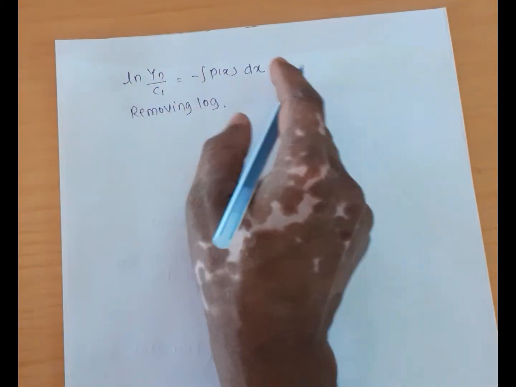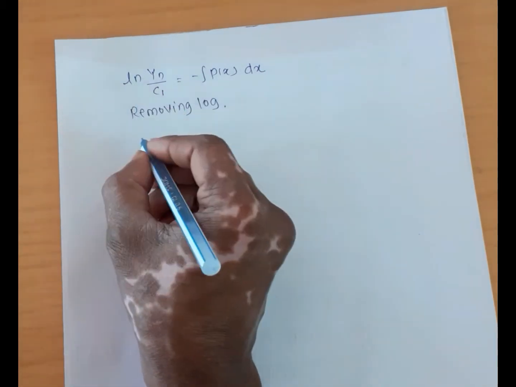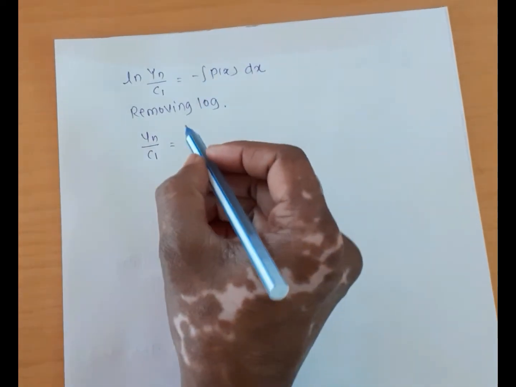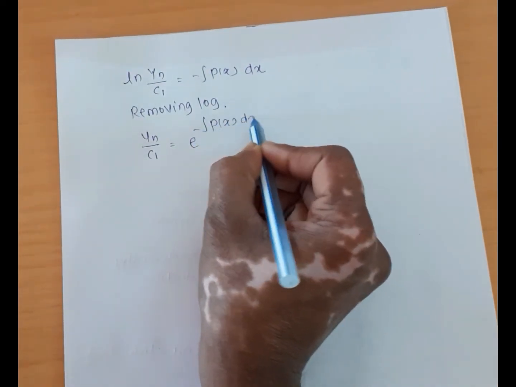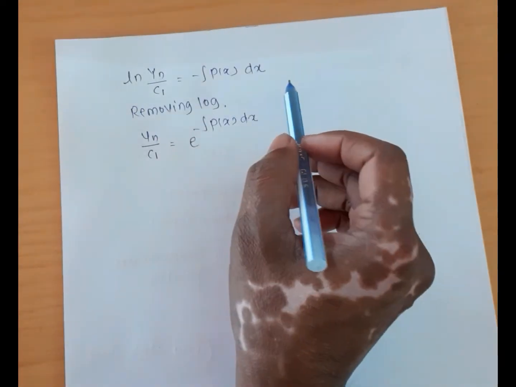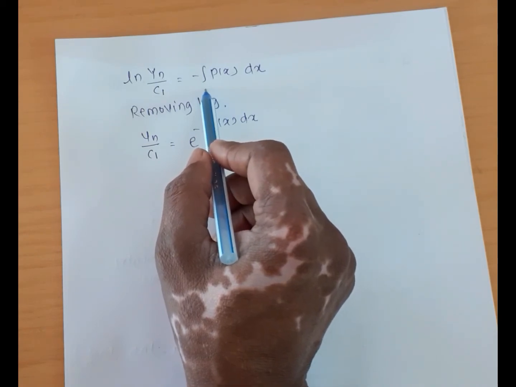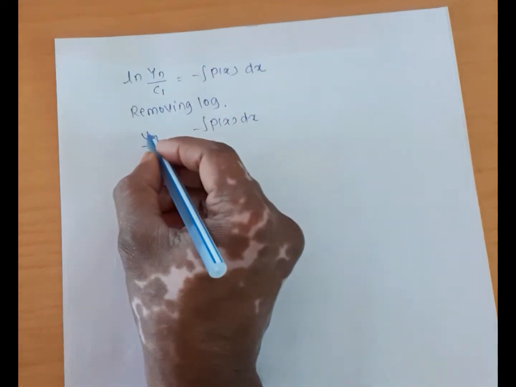Then what happens? If you remove the log, then the equation will come like this: ln y upon c1 is equal to e raised to minus integral of p of x dx. It means if we remove the log from both sides, then what happens? Here there is no log, so this term is written in terms of an exponential power. So that's why we get the solution.